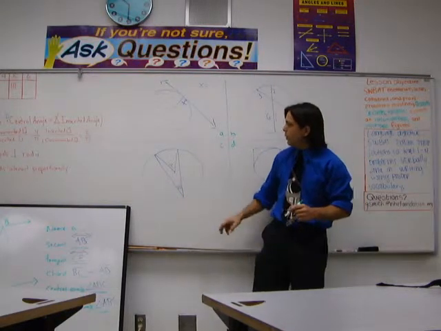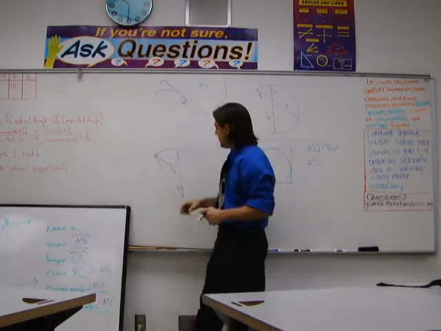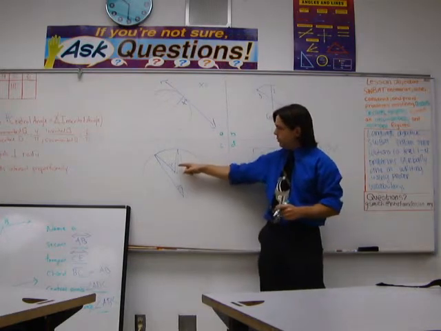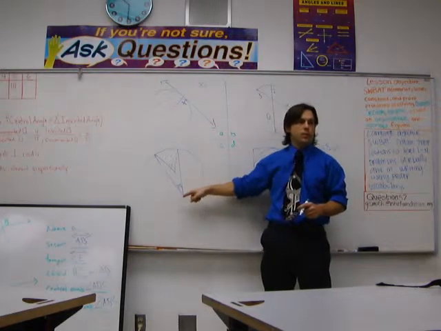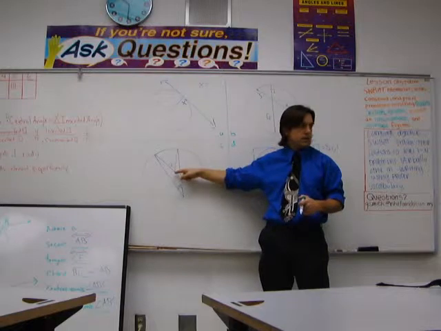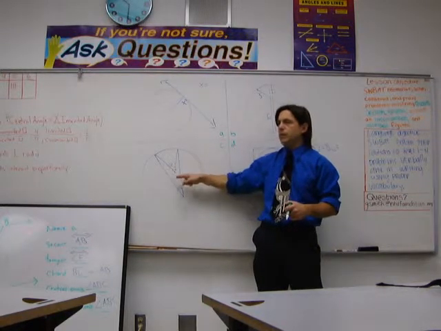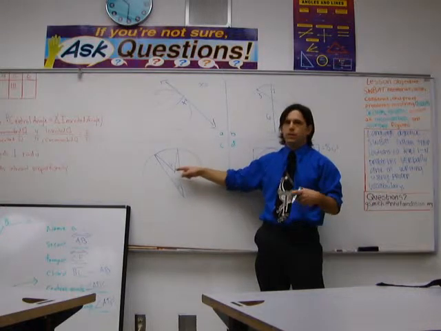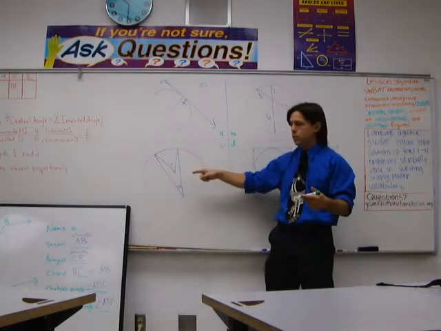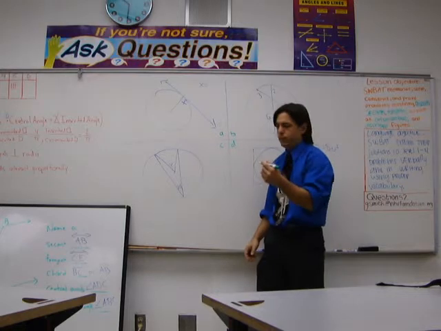Okay. So if a central angle equals twice the inscribed angle, which one's the central angle here? X is the central angle, and this is the inscribed angle, right? So does this have to be bigger or smaller than 20? Bigger. So we will multiply by what? 2. So X will be what? 40.